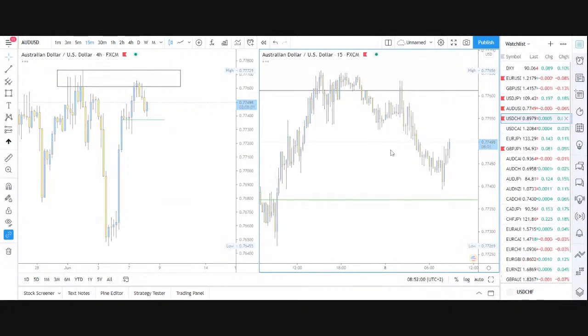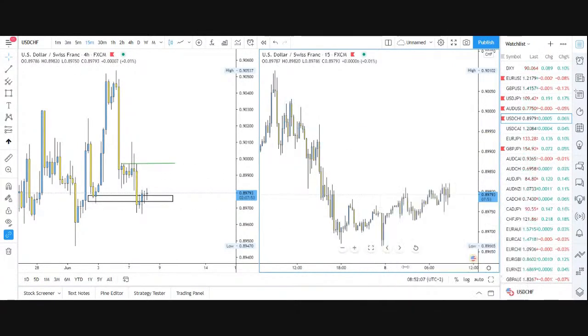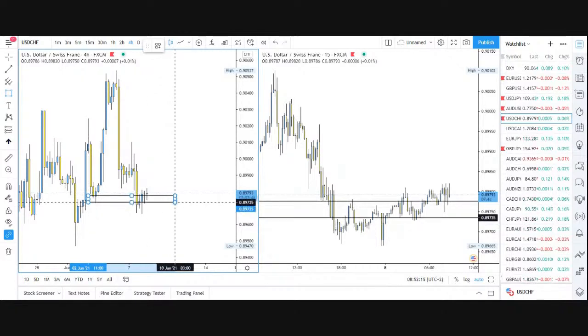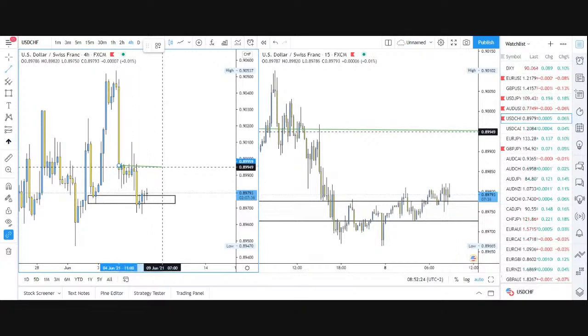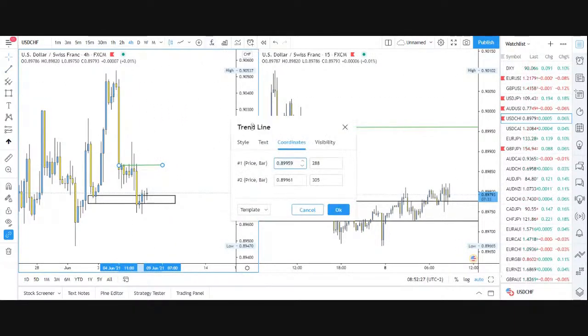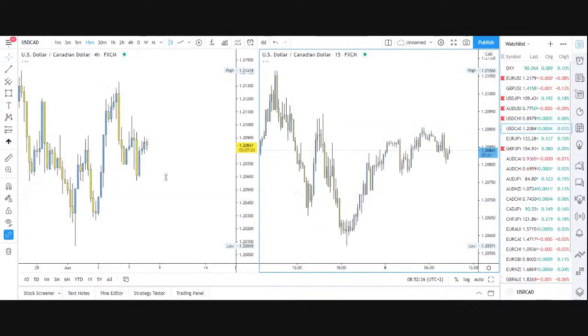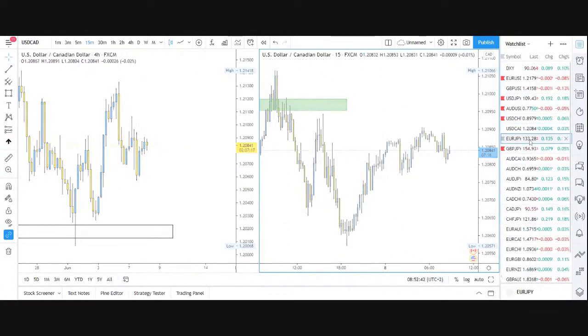USD CHF. We have this last pullback that's holding price up. And then you have this area right here, all of these weak areas. Okay, boom. Let's talk about USD CAD. Remove these drawings, leave that one, because we're not looking at USD CAD at all.